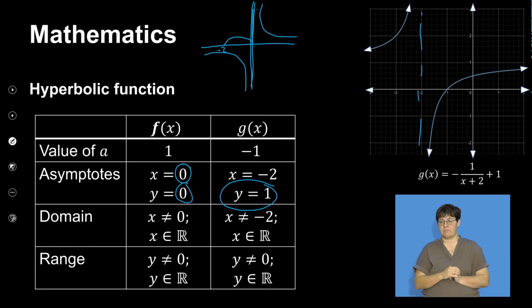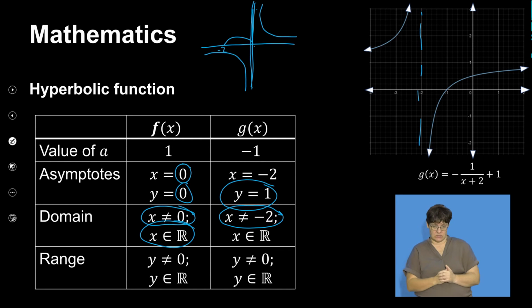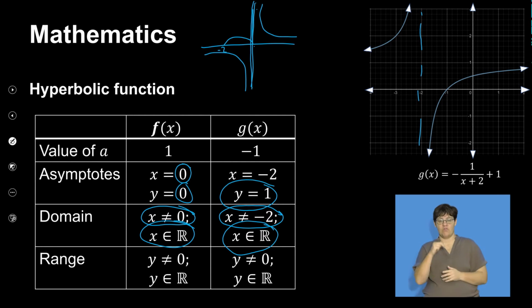Now, the domain quickly is x can never be 0, right? Because it cannot cross the y-axis. But now, with the new function, it cannot cross minus 2. And then all the other values exist, or the graph is defined there, hence x is an element of real numbers. And similarly with the range, it's the same thing, but with the new one, it's actually 1 and not 0. And that's how you then analyze and interpret two graphs that you have changed parameters of.